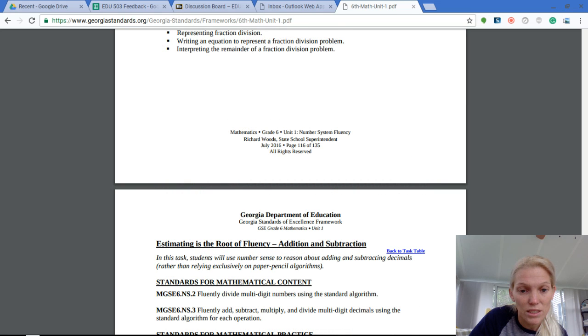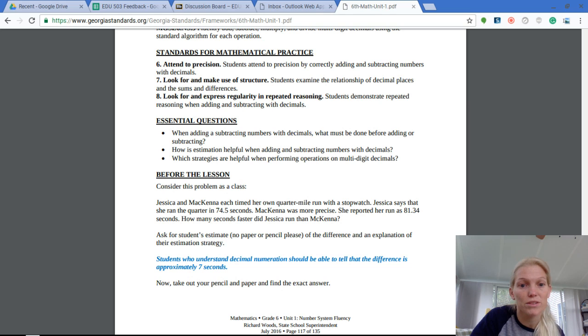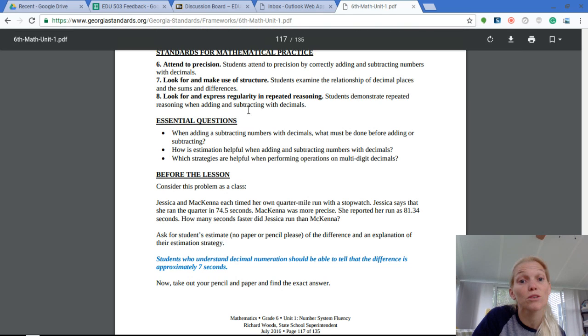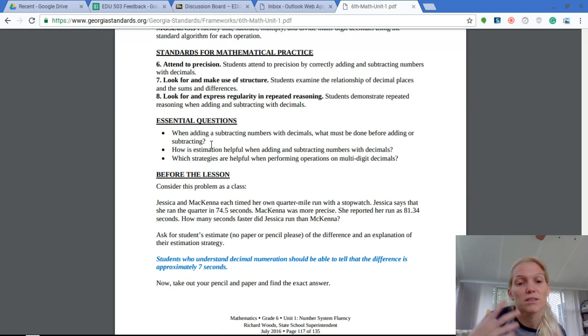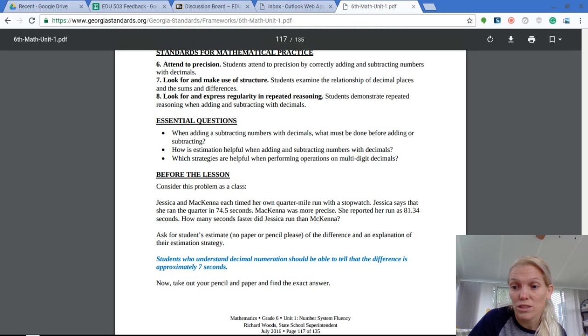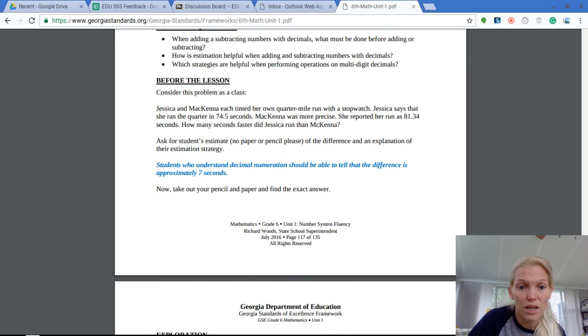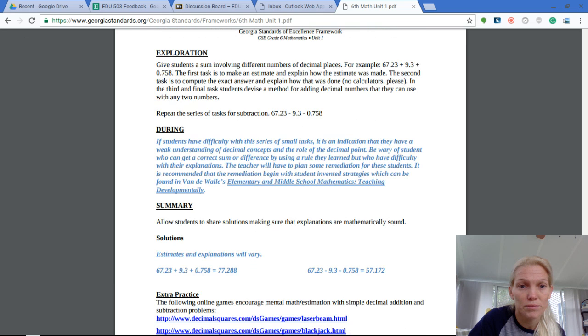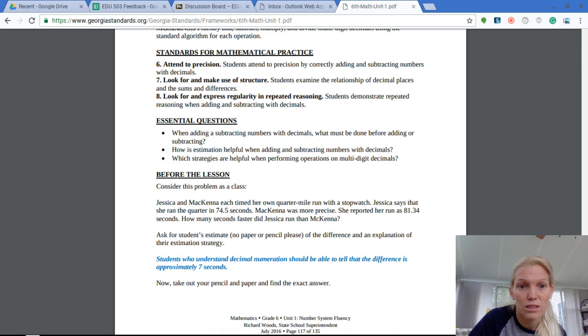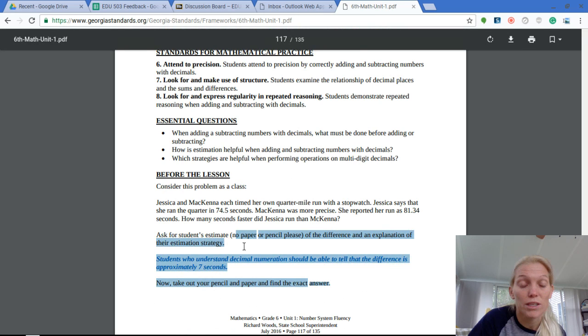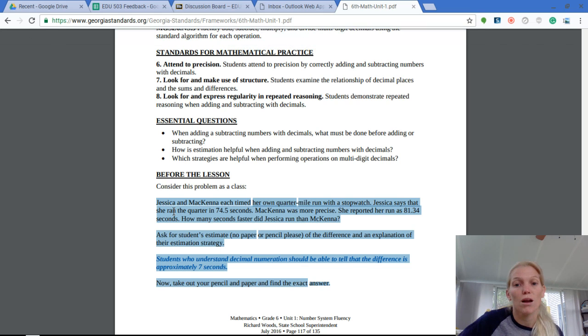Okay, so this one is estimating the route of fluency. All right. So here is the before the lesson, and you see you have your essential questions here. You can narrow it down to just one. Obviously, it depends on the concept and what you're eventually going to teach. So before the lesson, this is what you would take. So right here, say you're doing this one. This is just an example. You would take that, copy it, and then paste it on paper for the four students that you're going to pick.